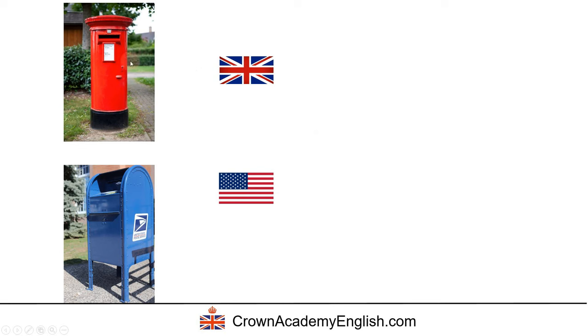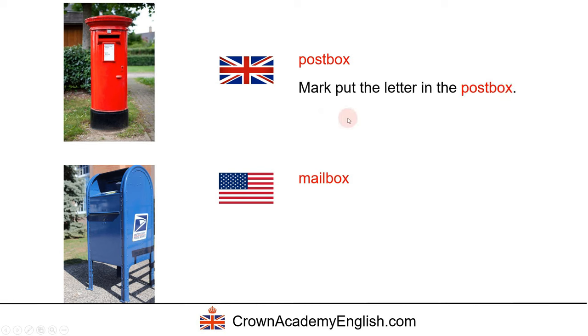Now, this photograph is an object that you only find in Great Britain. And this blue object is only found in America. You can see it here, United States Postal Service. So in British English, this red object is called a postbox. And in American English, this is called a mailbox. So in British English, we say, Mark put the letter in the postbox.